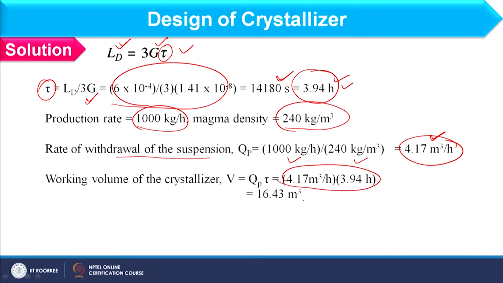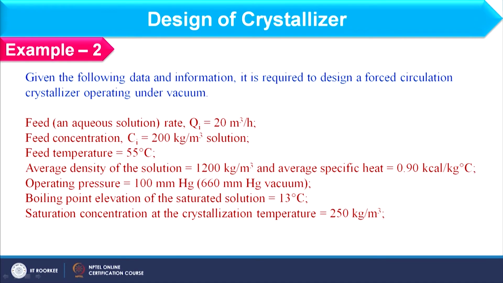Working volume is basically the volume of the solution, not the total volume of the crystallizer. Okay. So, in that way we can find out the working volume of the crystallizer. For total volume we should add some more factors which we will discuss in next example. Okay. So, let us focus on example number 2.